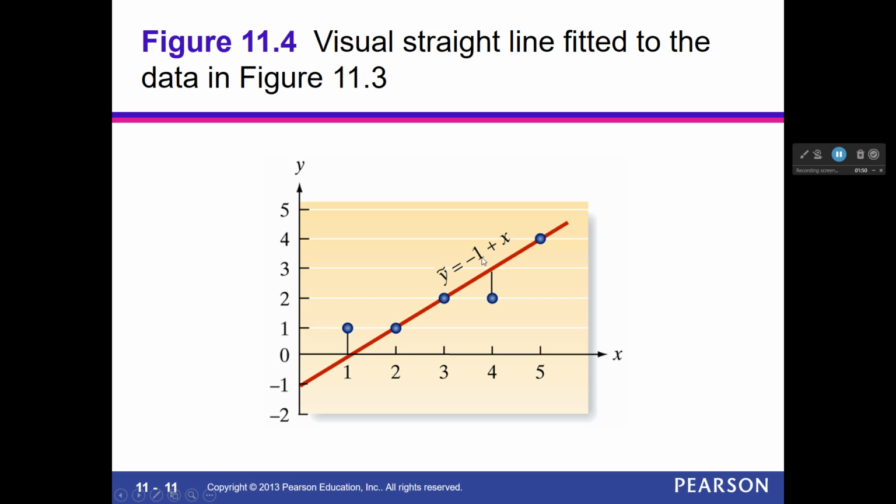So y is equal to -1 plus x. The slope of this line is 1. The y-intercept is -1, and then we multiply 1 times x and subtract 1 from it, and that gives us the predicted value of y.